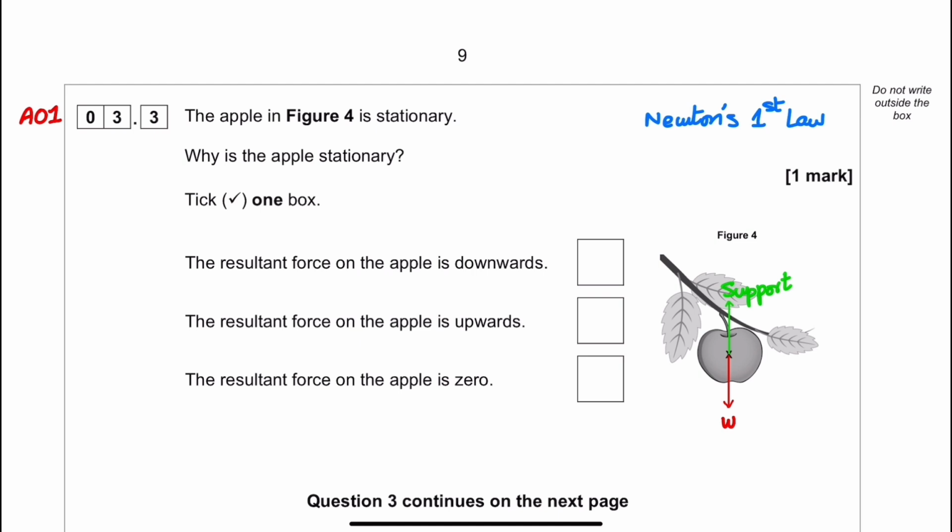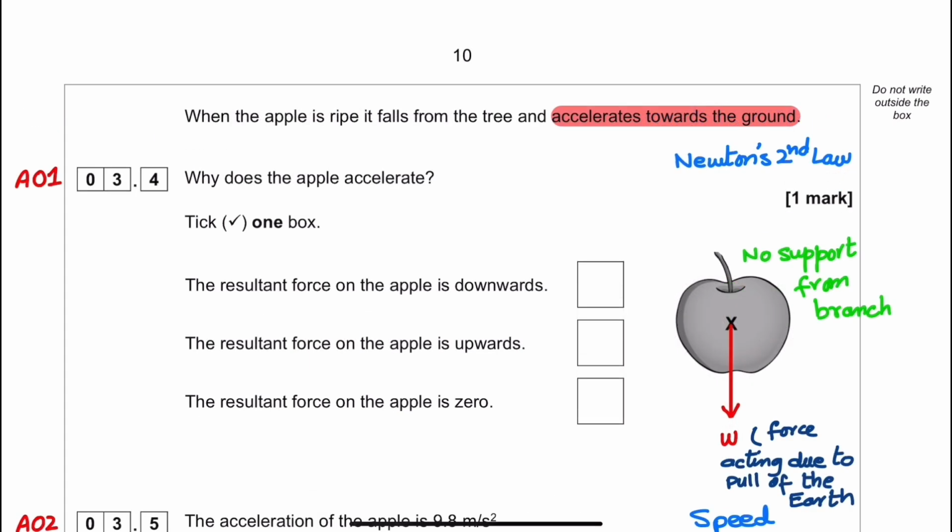What is the reason? We know that the weight of the apple is acting downward, but the apple is attached with the branch. Therefore, the branch is giving the support, and support is in the opposite direction, and that is the reason the apple is not moving downward. We will say that the net force acting on the apple is zero because the weight is acting downward, whereas the support is acting upward. So total resultant force on the apple is zero. So the correct option is the resultant force on the apple is zero. When the apple is ripe, it falls from the tree and accelerates towards the ground.